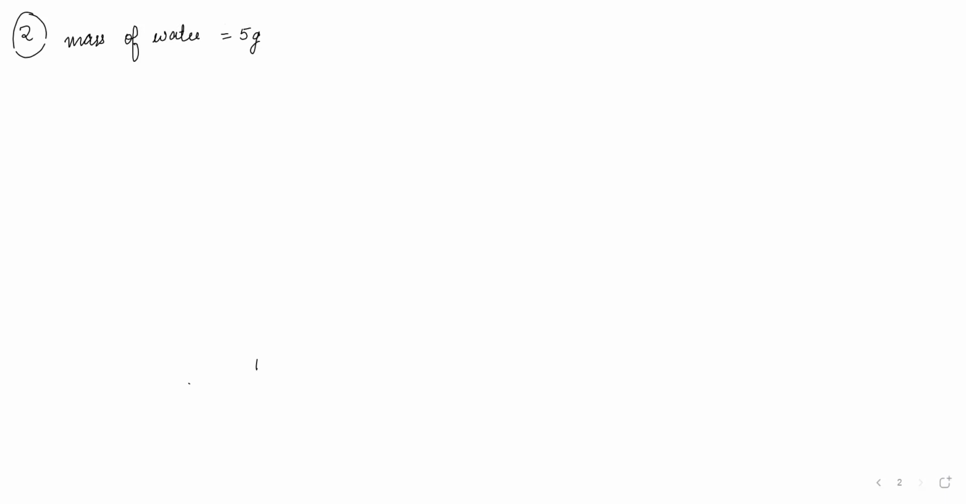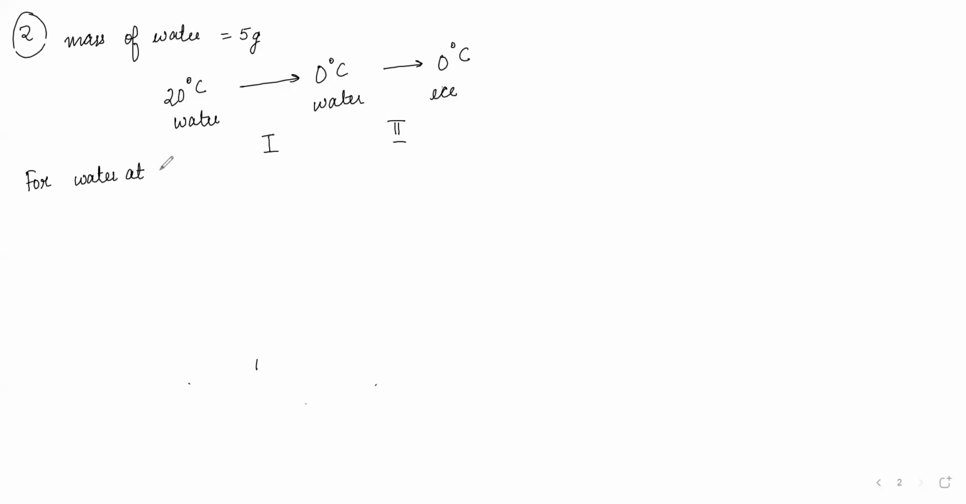So initially the water is at 20 degrees Celsius. This first conversion will be, it is going to convert to water at 0 degrees Celsius, and then it is going to convert to ice at 0 degrees Celsius. So these are the two steps of energy conversions. Okay, so what you will be writing, for water at 20 degrees Celsius to water at 0 degrees Celsius.